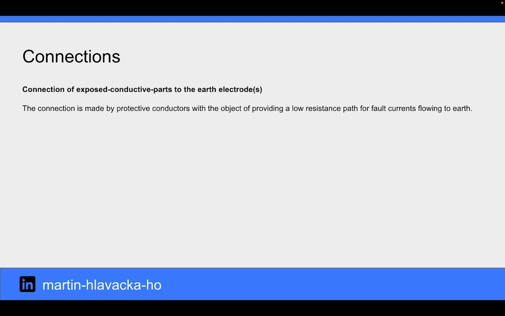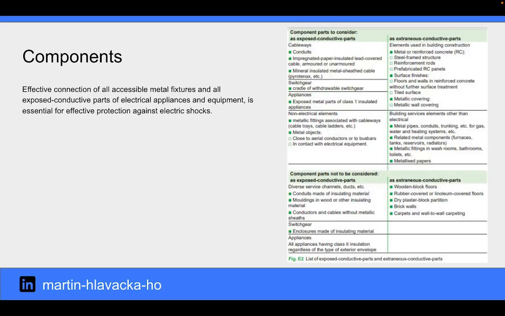Connection of exposed conductive parts to the earth electrodes. The connection is made by protective conductors with the object of providing a low resistance path for fault currents flowing to earth. Effective connection of all accessible metal fixtures and all exposed conductive parts of electrical appliances and equipment is essential for effective protection against electric shocks. In figure E2, you can see a list of exposed conductive parts and extraneous conductive parts.